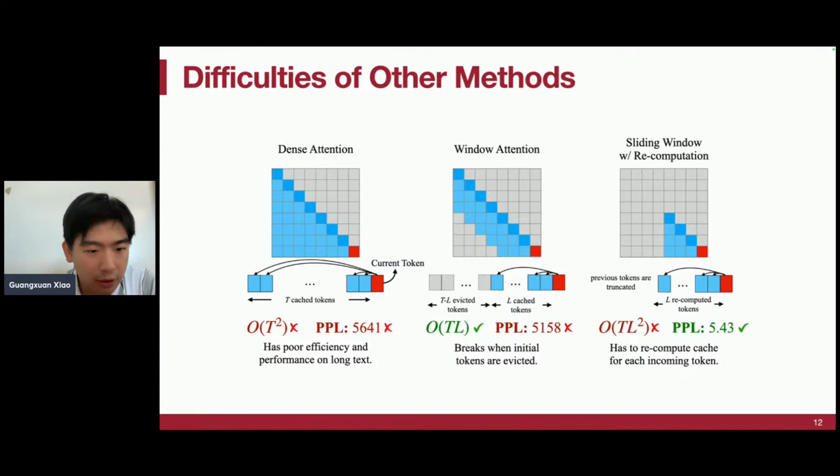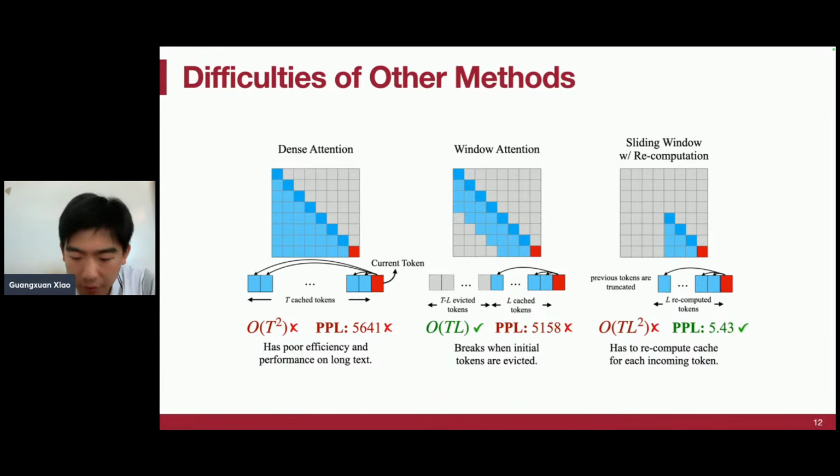So we already discussed two baselines. One is dense attention. We already discussed that it has very bad computational complexity and memory requirements, and when the sequence length goes beyond the pre-training text length, it gives very bad perplexity. So efficiency-wise and quality-wise, we cannot deploy models with that attention. For window attention, we have good efficiency for each decoding step, but we don't have good quality because when the first several tokens are evicted, we have bad quality.